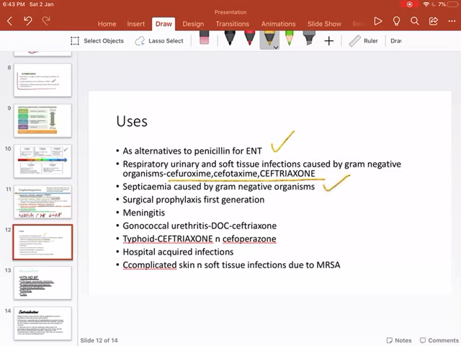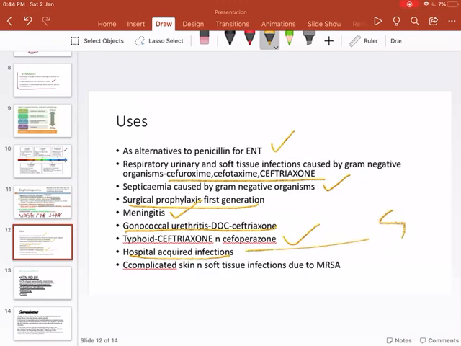Next, septicemia caused by gram-negative organisms. For surgical prophylaxis, first generation cephalosporins are popularly used. For meningitis. For gonococcal urethritis, ceftriaxone is the drug of choice. For typhoid, ceftriaxone and cefoperazone are widely used because they are faster acting in case of enteric fever.